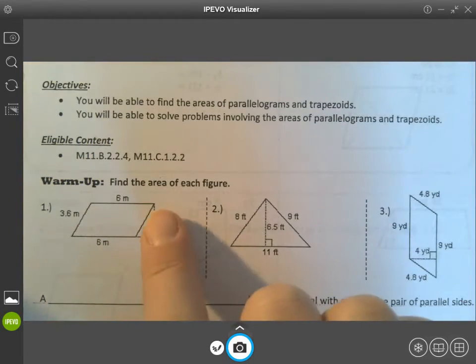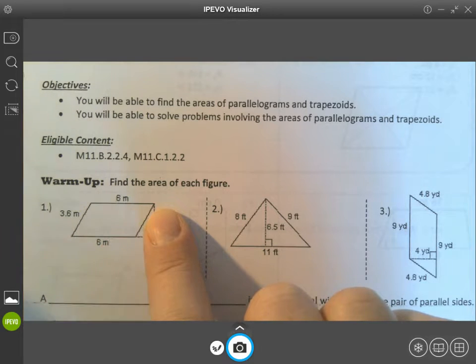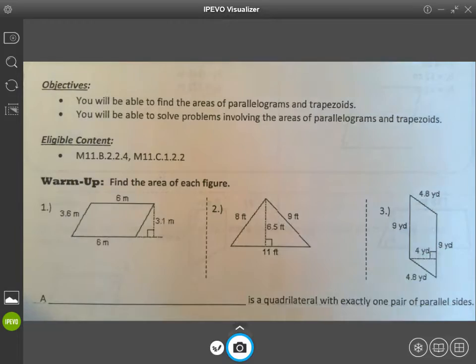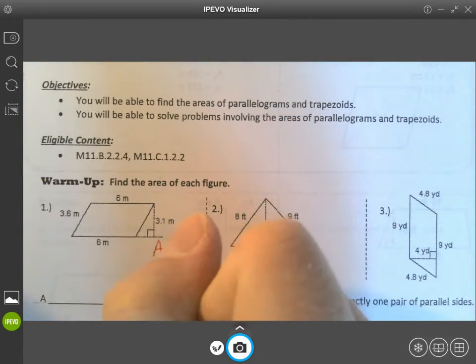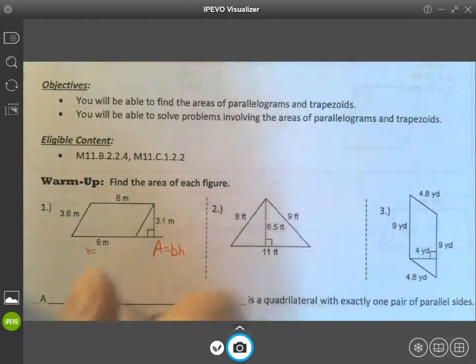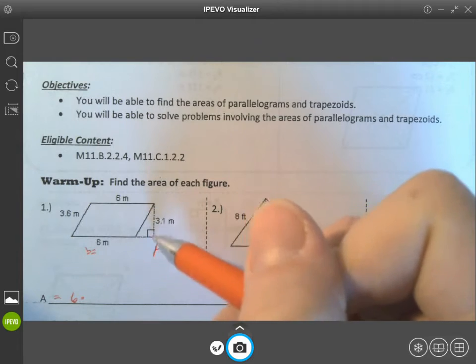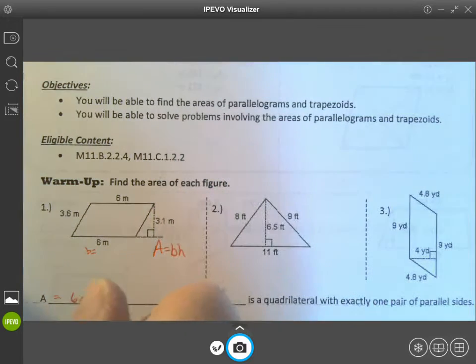Now, just real quick to remind you, if I wanted to find the perimeter of a parallelogram, I would just add up all of the sides, and this is 3.5, that's 3.5. That would be the perimeter, but I want the area. The area of a parallelogram is base times height. So the base here is 6. So the area is 6 times, and what is the height? Well, the height is the actual perpendicular to the base, so the altitude, which is 3.1. So 6 times 3.1, that answer should be, I'd like to say 18.6, but I could be wrong.